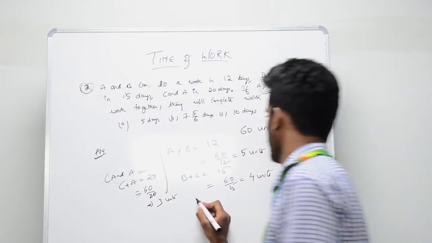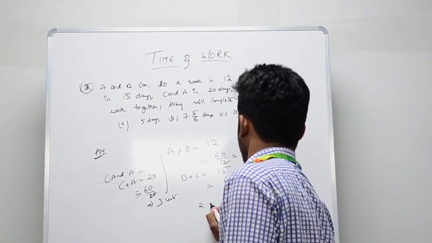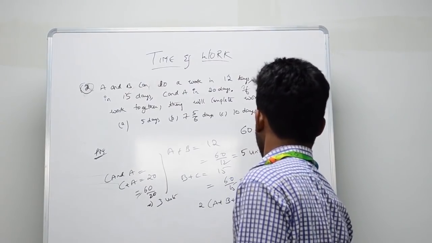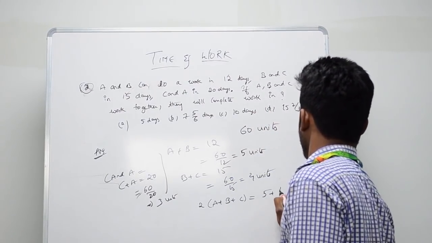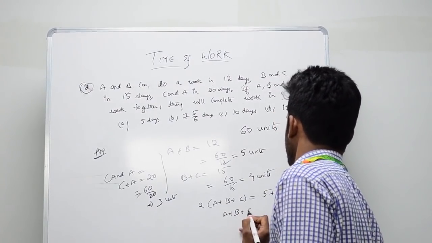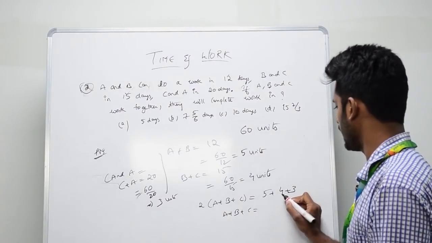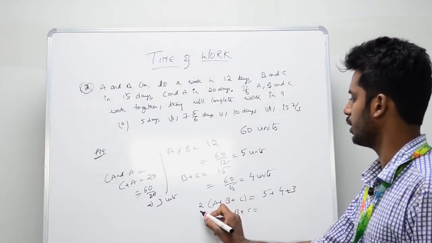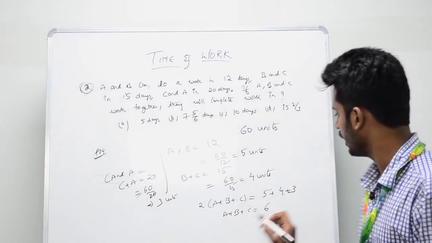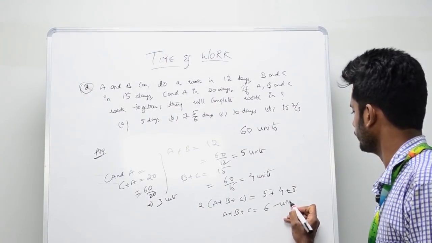Just add 2 into A plus B plus C is equal to 5 plus 4 plus 3. So A plus B plus C is equal to 5 plus 4 is 9, 9 plus 3 is equal to 12, 12 by 2 is equal to 6. So in one day they can do 6 units of work.